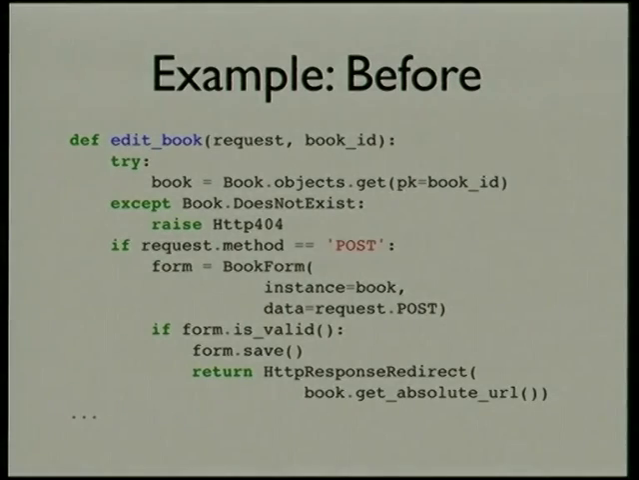First off, we've got to get that book. We do a try-catch to say, okay, go to the database, get the content of that book, and if it doesn't exist, raise a 404. Then we go and do a bit of form management here. If the request is a POST, then we need to construct a form, populate that form with data that's come from the POST and with the fact that it's from this particular book instance. If the form turns out to be valid, then we save the form, which updates the object, and we redirect to wherever the home of that book object is.